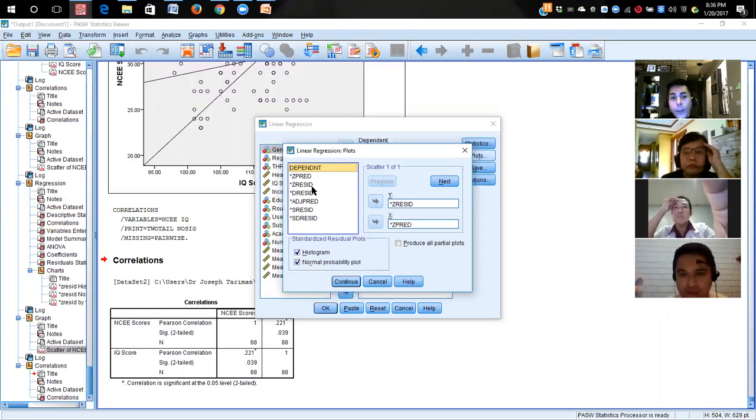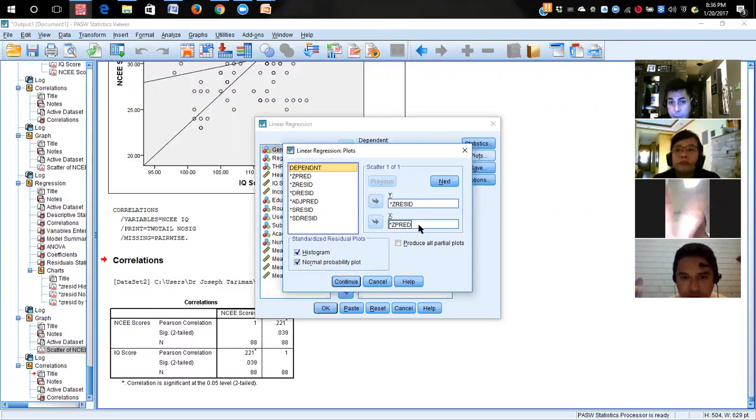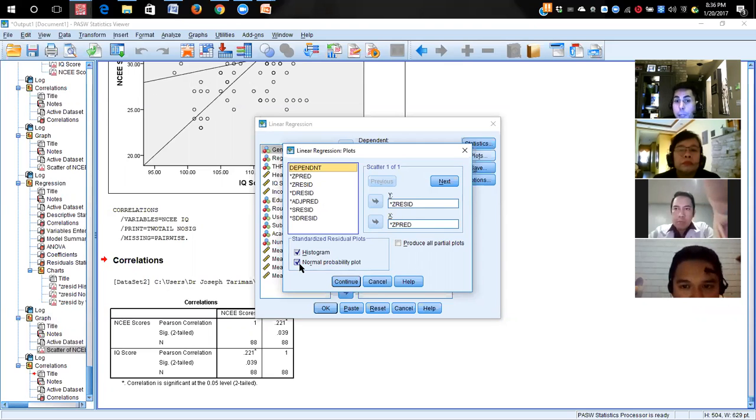And so we're going to look at the Z predictive regression plots, and we'll put that in the X, because that's our predictor variable or our independent variable. And then we need to put the Z residual, which is the residual of our dependent variable, in the Y. Then you also need to check histogram and normal probability plot. And then we press continue.